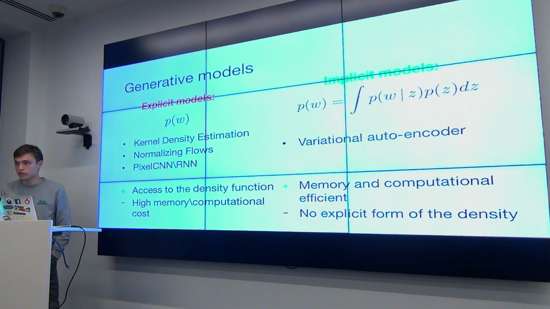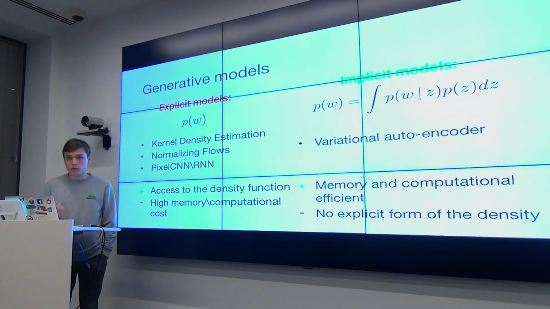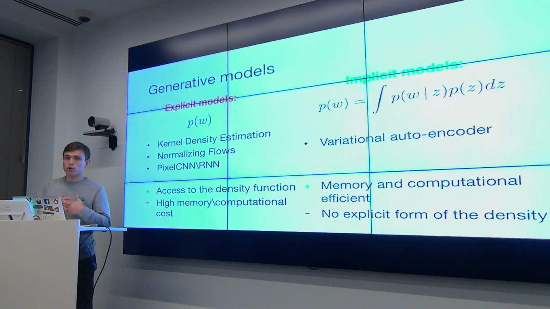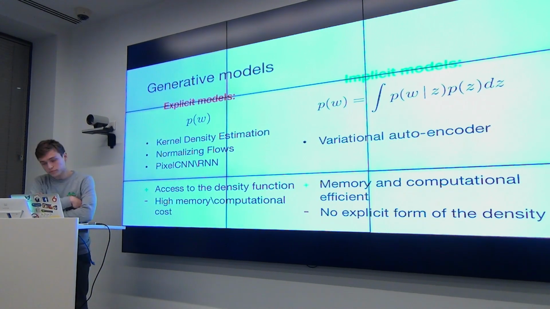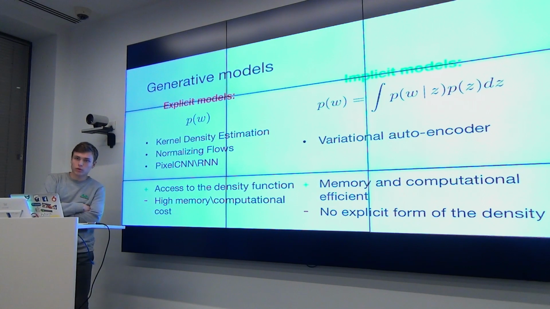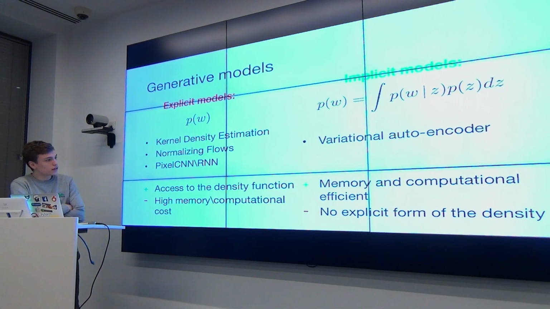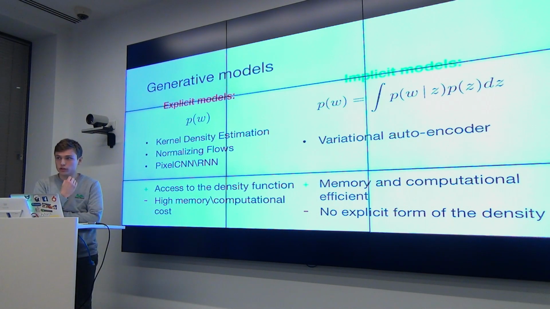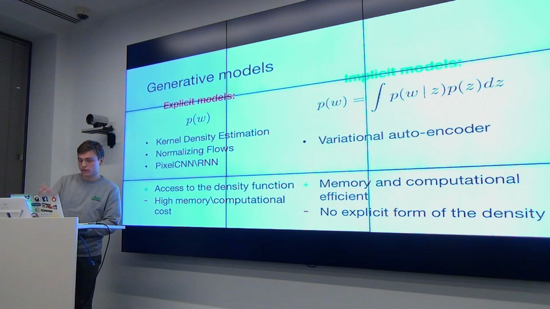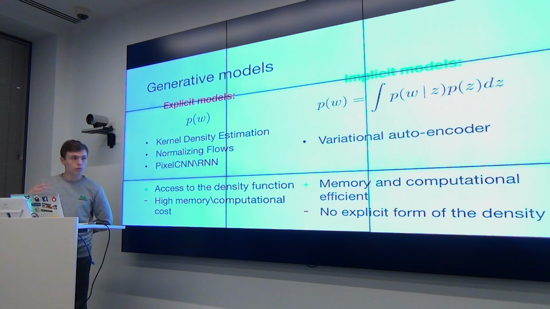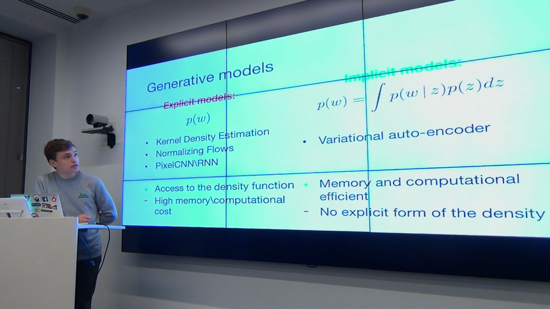Let's consider two families of distributions. The first is explicit models, which directly model the distribution over parameters, over objects V. It can be a kernel distribution, a normalizing flow, or PixelCNN and so on. The main advantage of these methods is that you may compute the probability density function at any point you want, and you need it to estimate the KL divergence term in the evidence lower bound. However, all these models are cumbersome and slow, and it makes the steps of variational inference high cost.